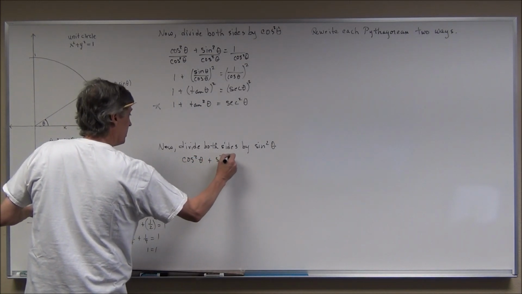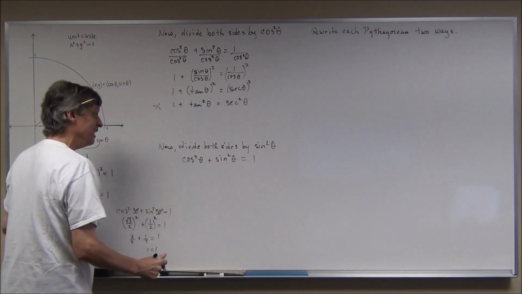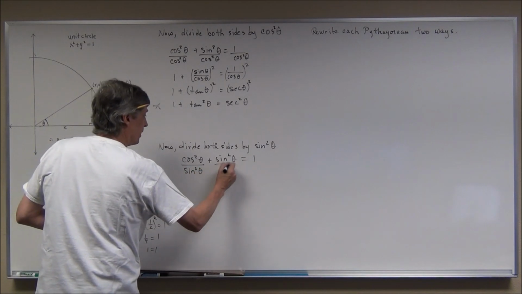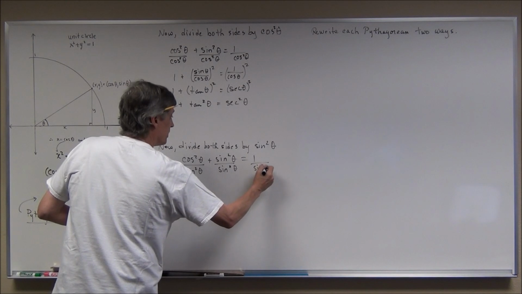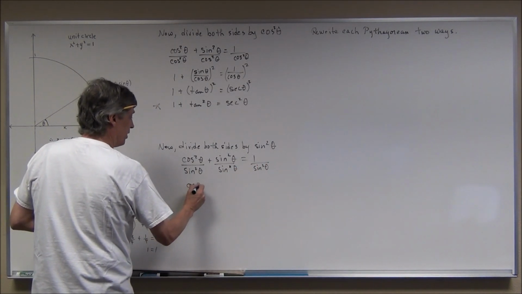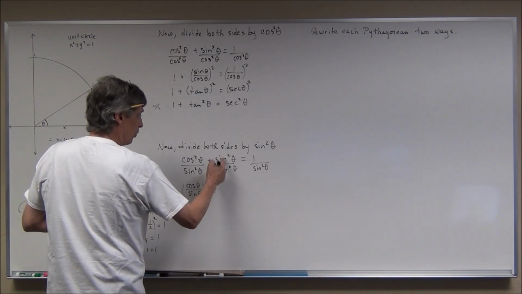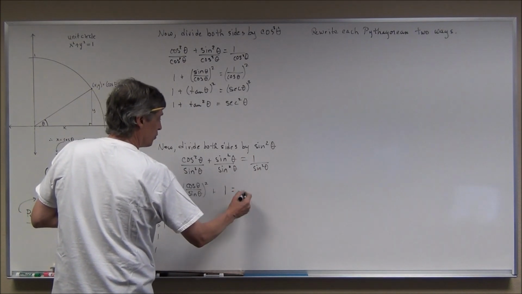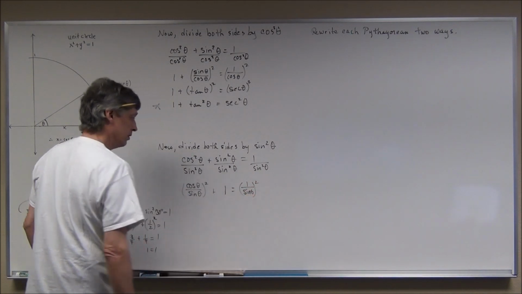Now, if I go back to the original here, and I take cosine squared theta plus sine squared theta equals 1, but this time I divide both sides by sine squared theta, so that means every term on both sides gets divided by sine squared theta, I have cosine squared theta over sine squared theta. That's the cosine of theta over the sine of theta, squared. And of course sine squared theta over sine squared theta is 1. And I have 1 over sine squared theta. That's the same as 1 over the sine of theta, the whole thing squared.